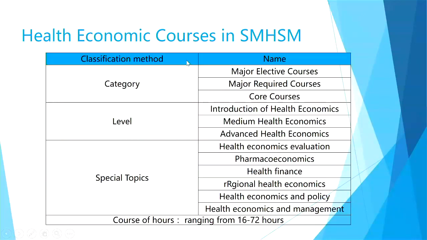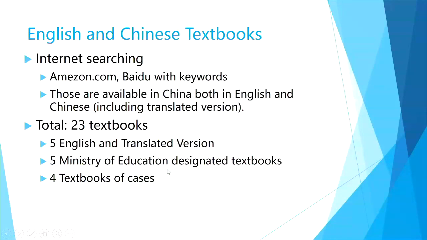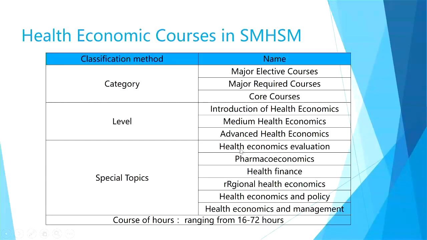So in different schools, the course design is very different. For example, based on the categories, we have core courses for the health administration program, and some are major required, they have different majors, and some are electives. So based on the different requirements, the course hours range from 16 to 72. Some elective courses are very short. And the levels include introductory, intermediate, and advanced. Although some courses I just called health economics, there are also courses specifically designed as health economics evaluation, pharmacoeconomics, or health finance.